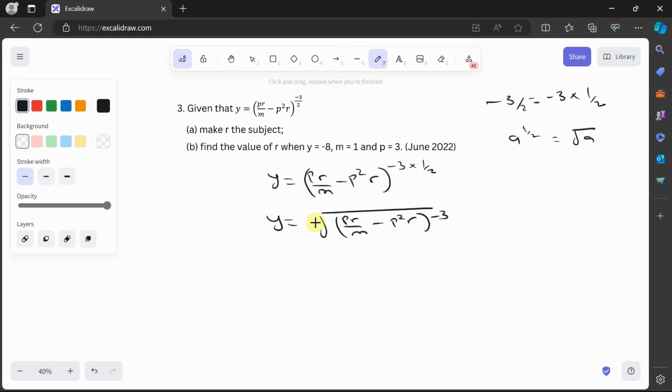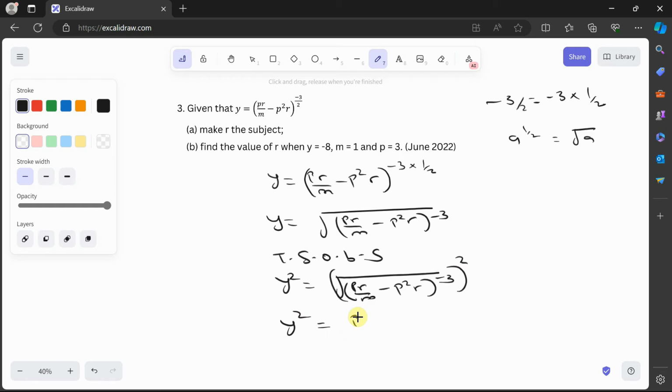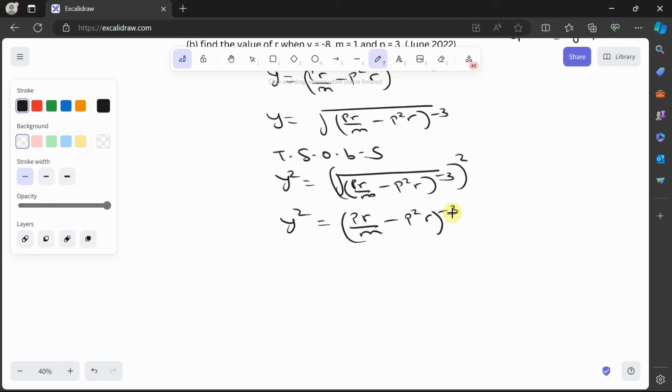So if I wanted to remove this square root, I'll take the square of both sides. That would be y squared is equal to square root of pr over m minus p square r raised to the power of minus 3 all squared. So that would be y squared will now be equal to pr all over m minus p square r all raised to the power of minus 3. And this is cube, right? If I wanted that cube to go, what will I do? I'll take the cube roots of both sides.